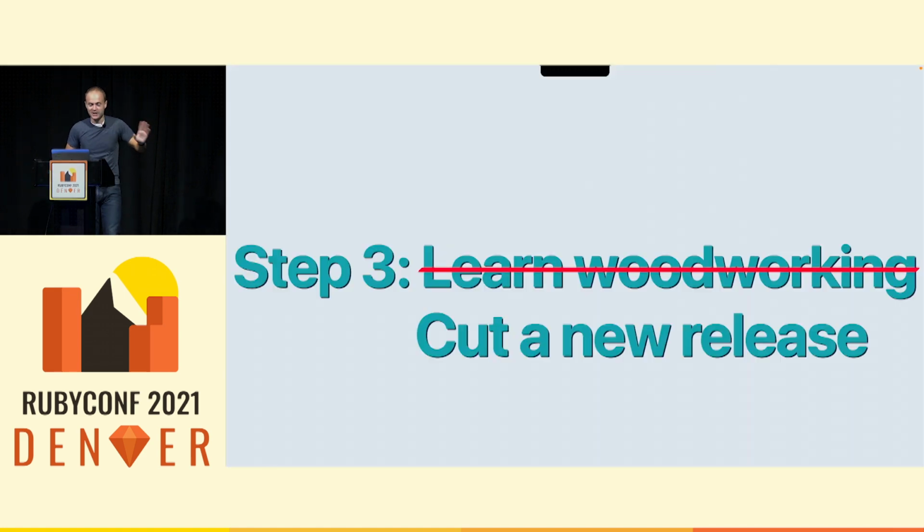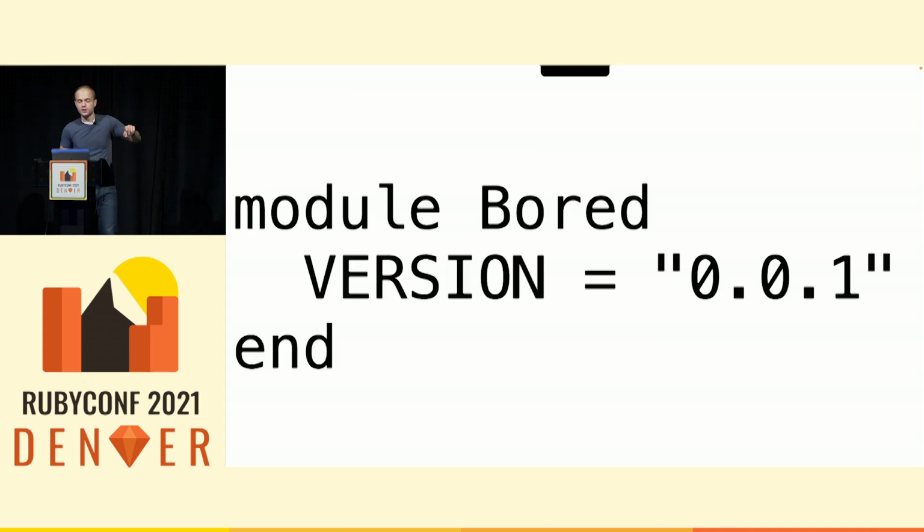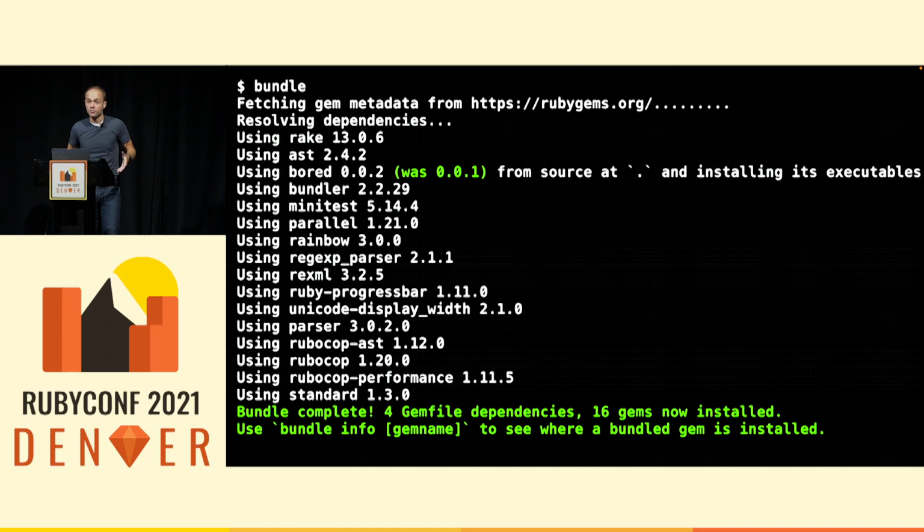So step 3 is cut a new release. Got to stay on task. So we're going to update the version number now from 0.0.1 to 0.0.2, and then we're going to run bundle again. That'll update our Gemfile.lock.